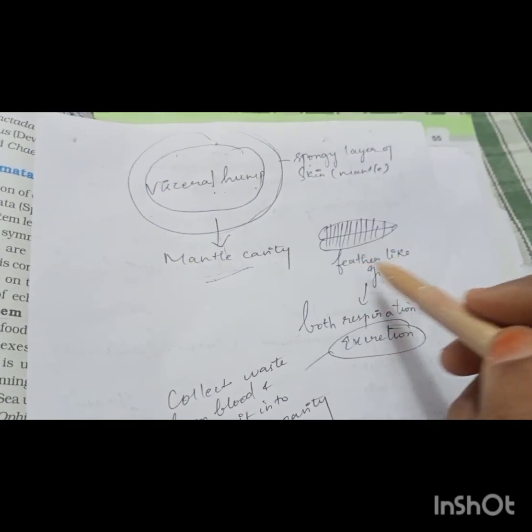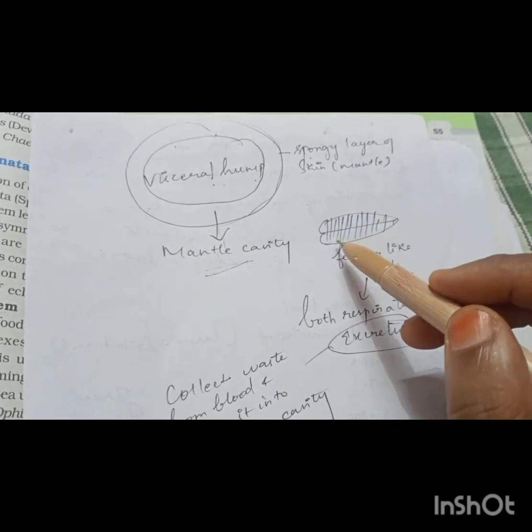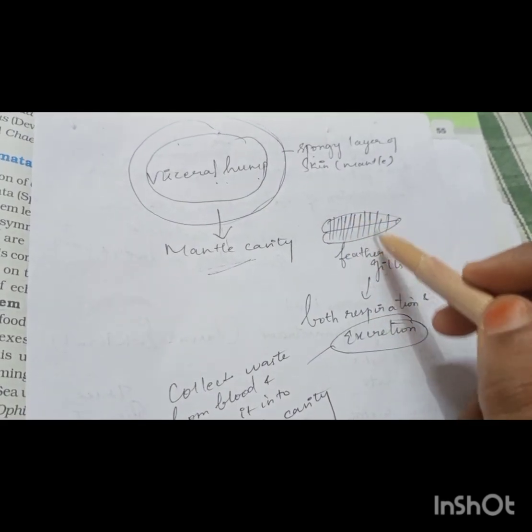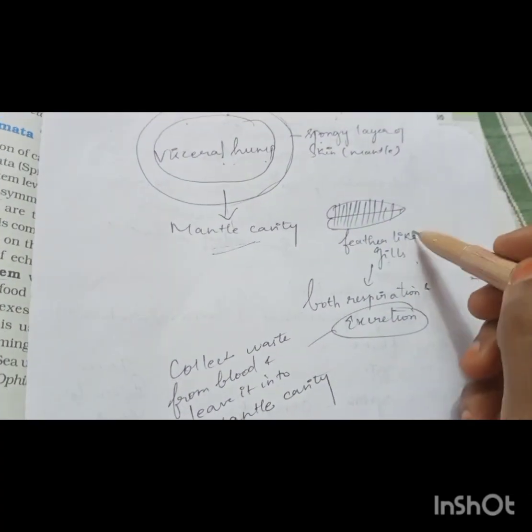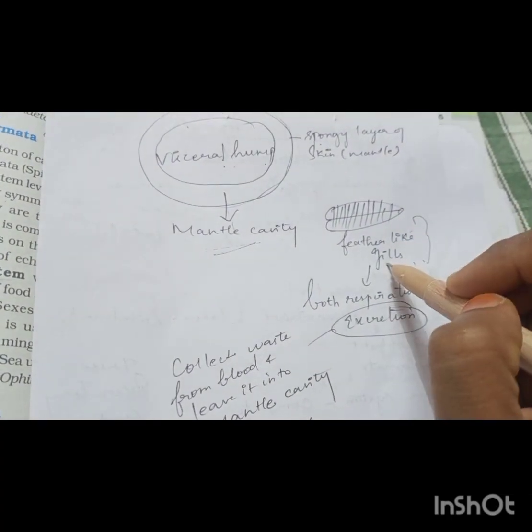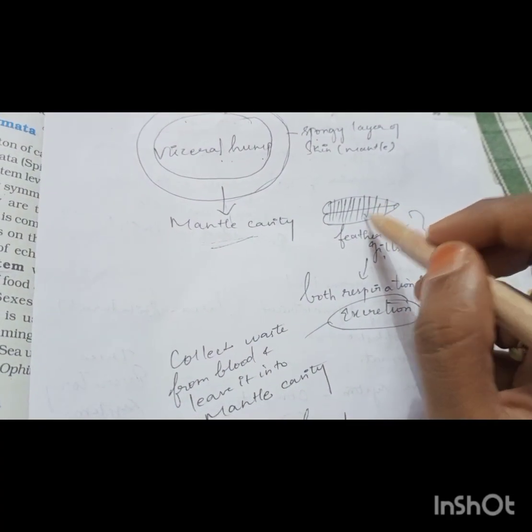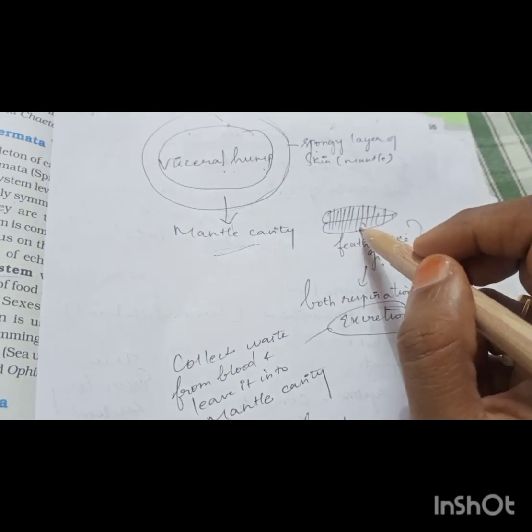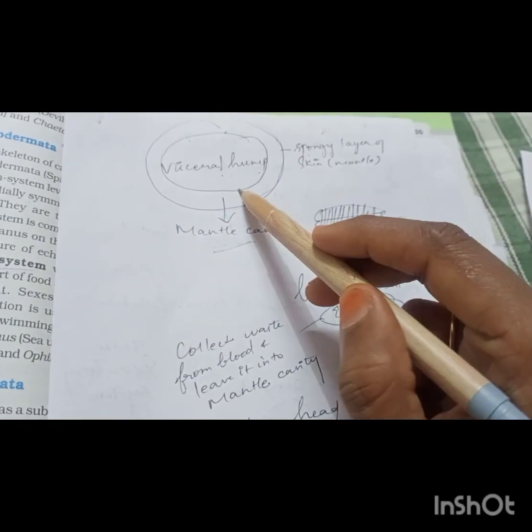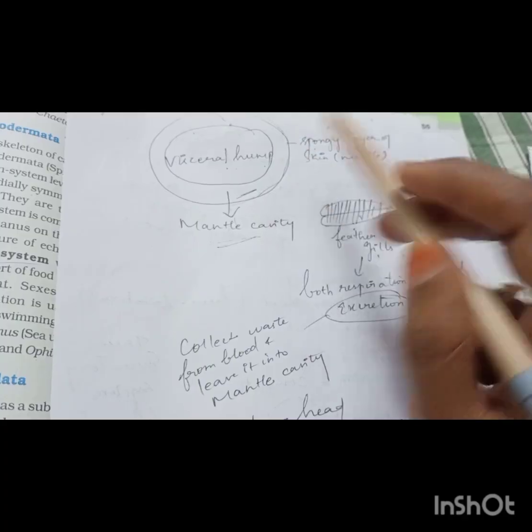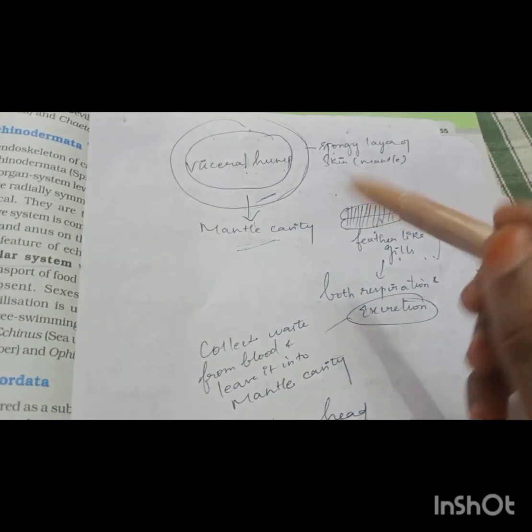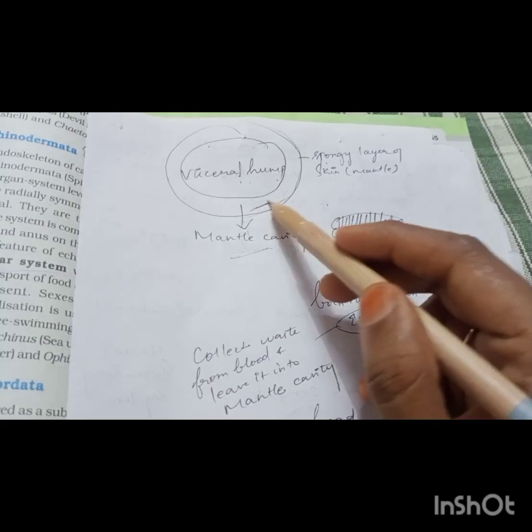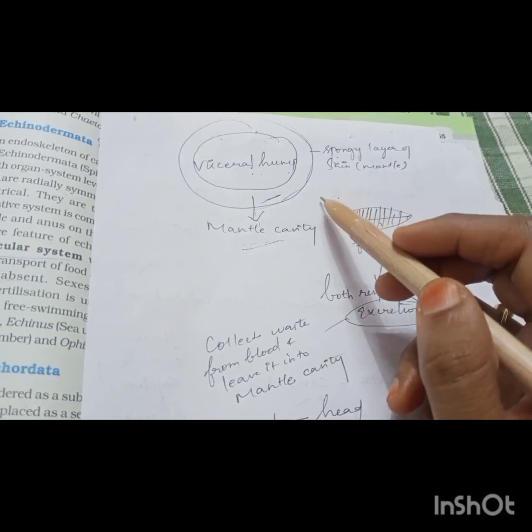Respiration takes place through feather-like gills. So the gills will look like this. It will take the oxygen. The specialty of these feather-like gills is that they can also perform the excretory function. From the blood they will collect the waste and leave it into this mantle cavity, from which it is thrown out of the body. So the waste from the blood gets collected here before ejection.